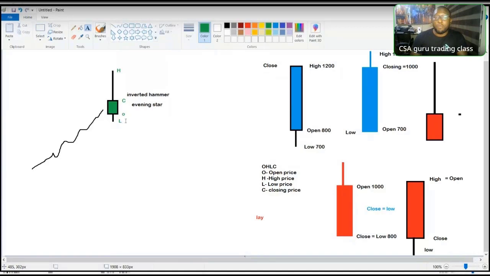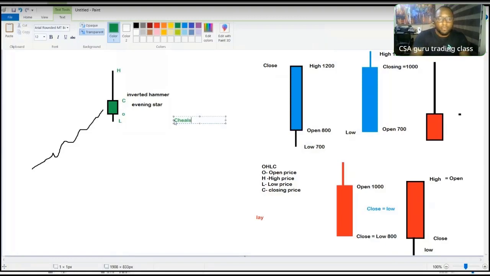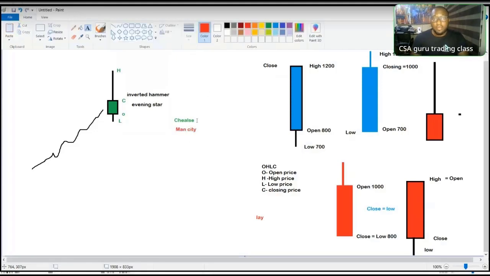It's just like a football match, right? Let's say Man City and Chelsea are playing today, or Liverpool? So Man City is the bears, and Chelsea is the bull. Don't worry, like I said, Chelsea is the bull. That's green. Man City is red. These are the bears.